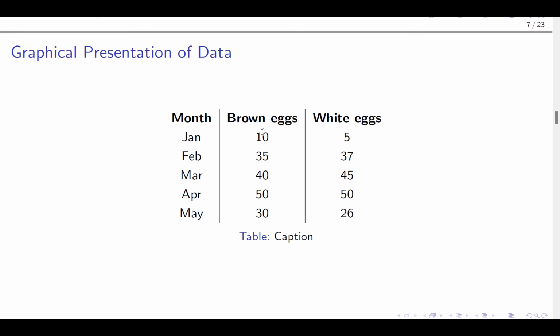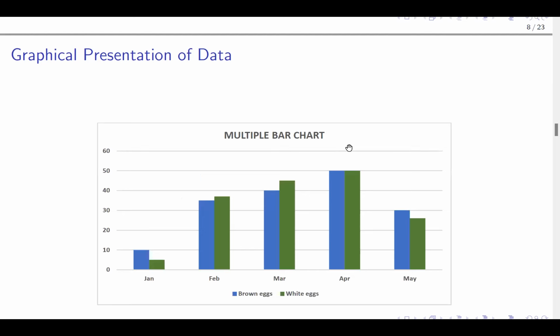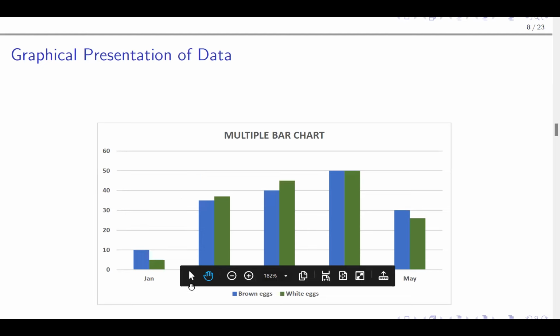So if you have a data distribution like this and you want to draw a chart out of it, and you want to present all of them in one chart, you can use two simple bar charts. So you consider January, the month, and brown eggs in a simple bar chart, and then month against white eggs in another bar chart. But if you want to compress them all into one chart, a multiple bar chart can be useful. So in this case, we have a multiple bar chart. If you look at your data, you will see that in the month of January, we have the blue bars representing the brown eggs and the green bars representing the white eggs, okay?